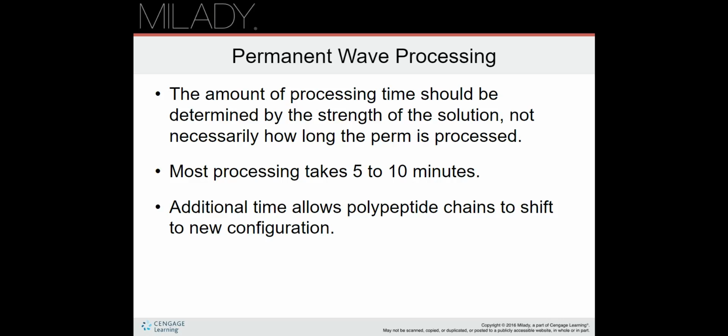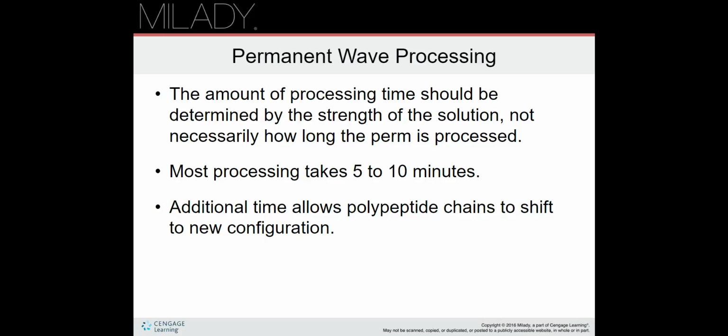So, permanent wave processing. The amount of processing time should be determined by the strength of the solution, not necessarily how long the perm is processed. And honestly, you need to just read the instructions on the perm. The manufacturer's instructions are the way to go. Every perm box should have them either on the box, inside the box, or in some paper directions, because every perm is different, every brand is different. Most processing takes 5 to 10 minutes. Additional time allows polypeptide chains to shift to a new configuration.